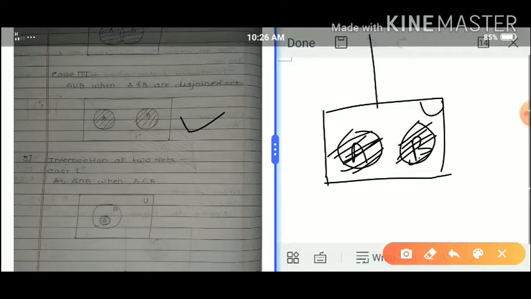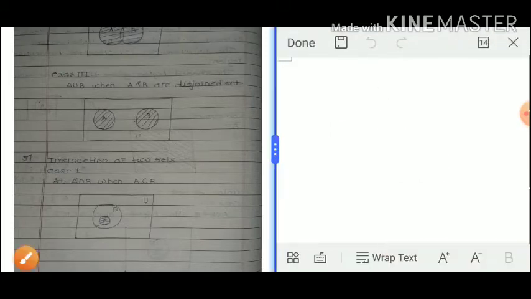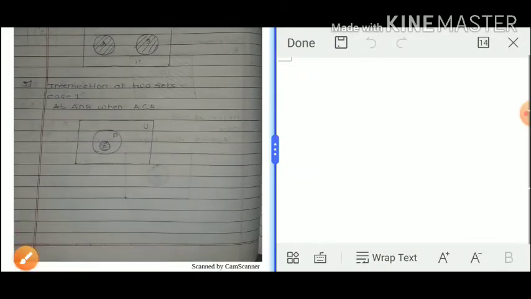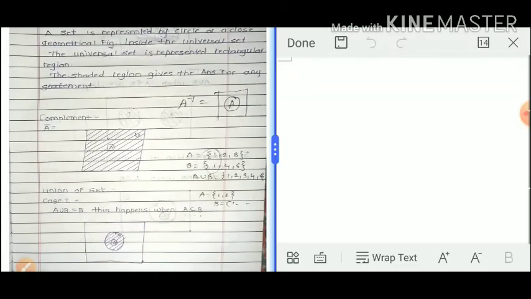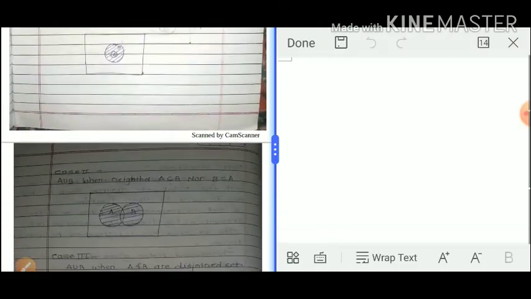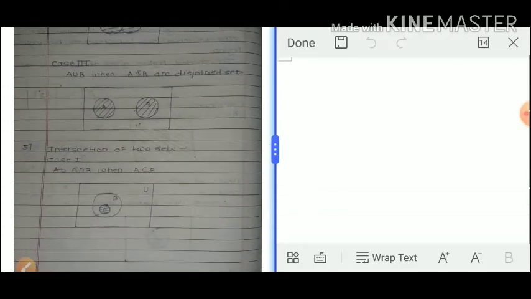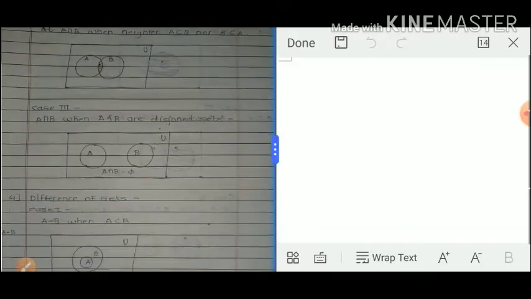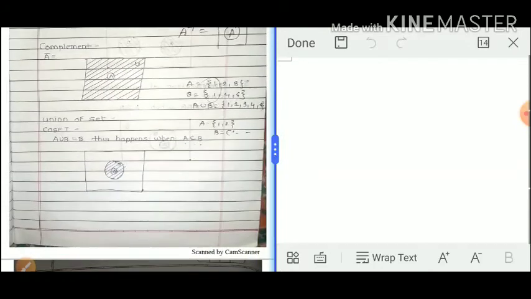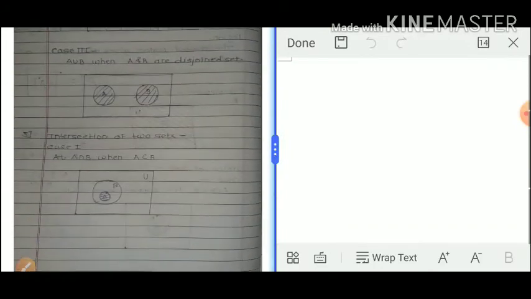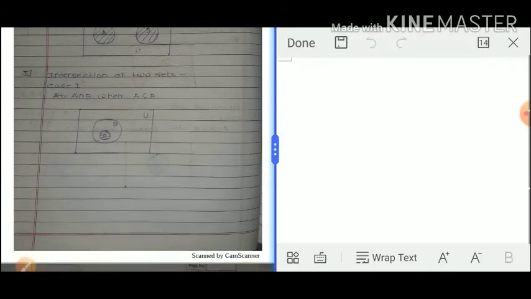Next, intersection of two sets. This is another operation. We have studied the complement of a particular set, and the union of two sets, and now we are going to study the intersection of two sets.